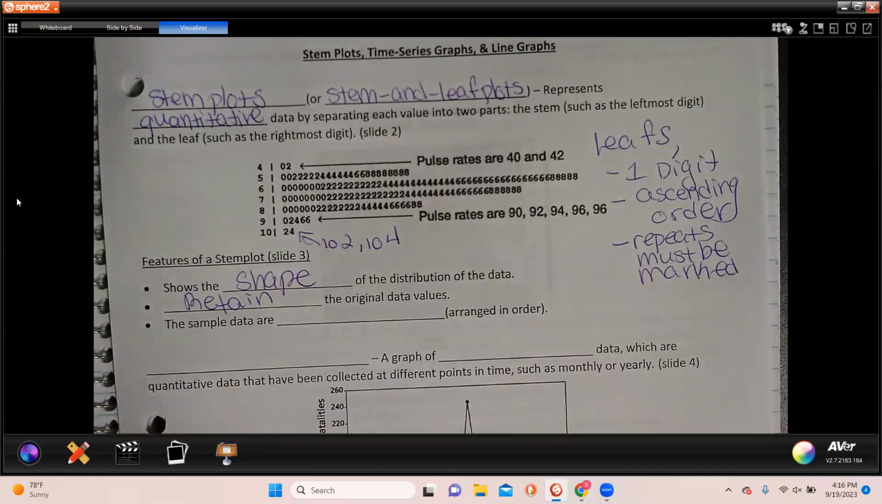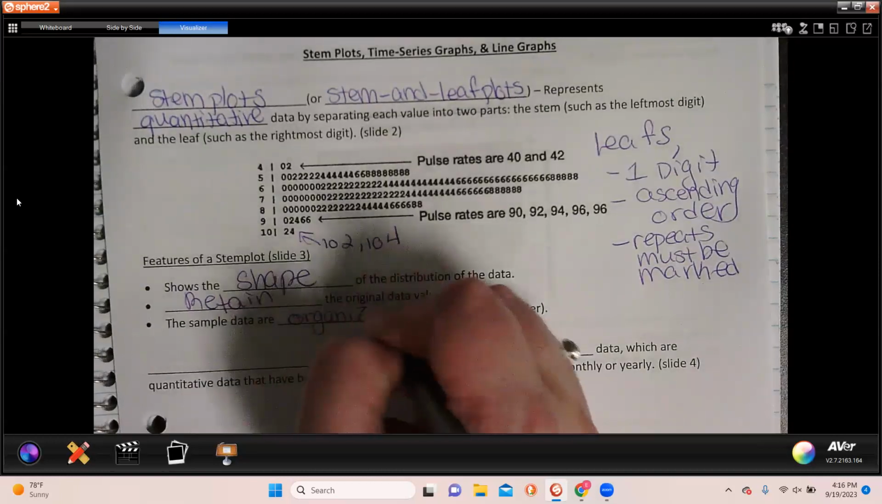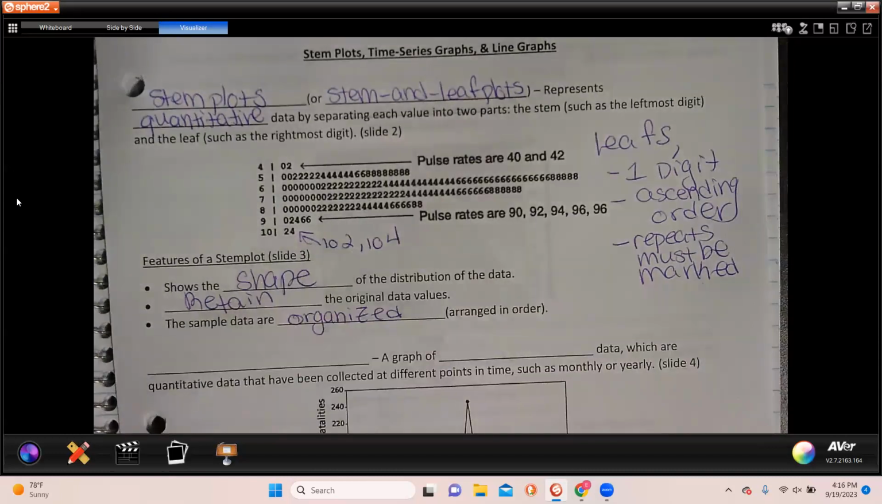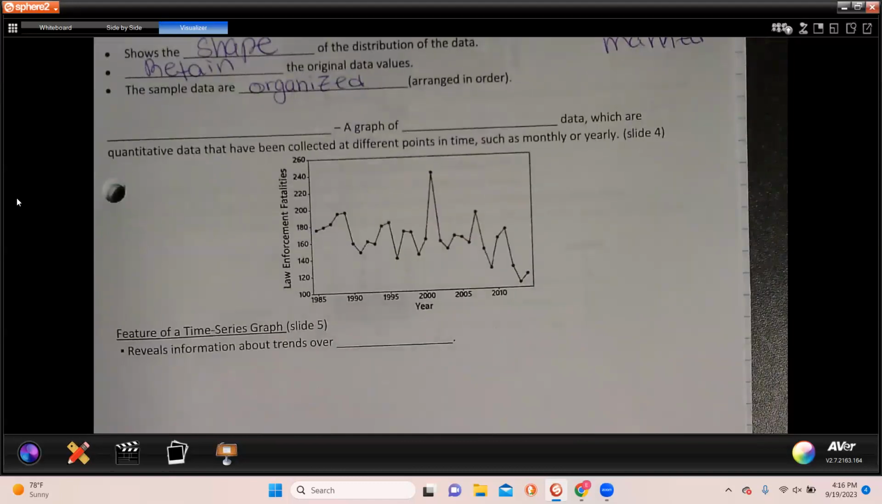The sample data are organized or sorted, however you want to say this. They are arranged in order. That can be really useful, especially if I want a minimum or a maximum. Like, it will be very obvious to tell from this particular type of graph. Okay, and that's it for a stem and leaf plot. The next one is a time series graph.